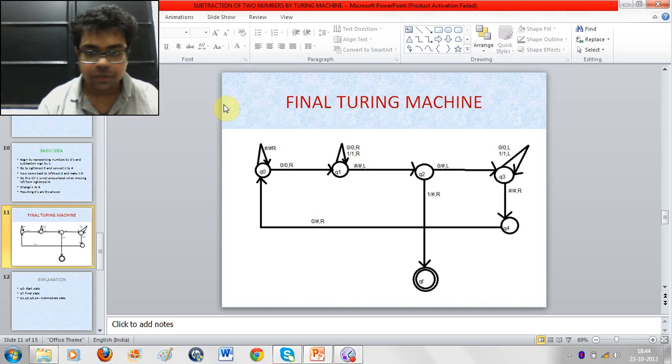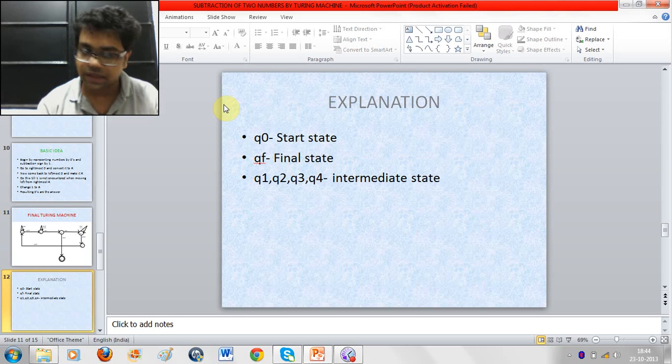Now the process continues till all the zeros to the right of the ones have been converted to hash. When we get there, we move on to state Q2, and then we encounter 1, which is replaced by a hash and then we move right or left, which doesn't matter, and we move on to the final state. Now Q naught is the start state, QF is the final state, and Q1, Q2, Q3, Q4 are all intermediate states.